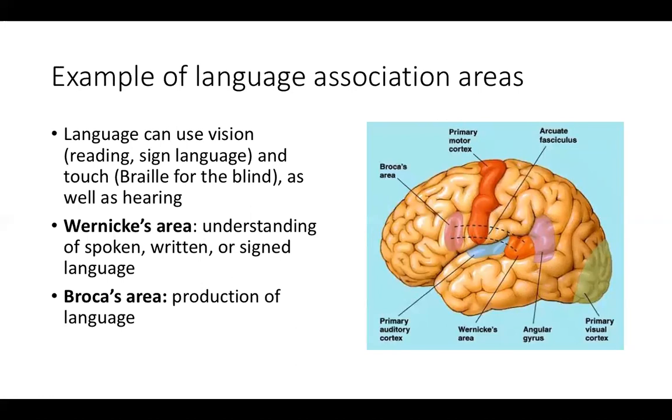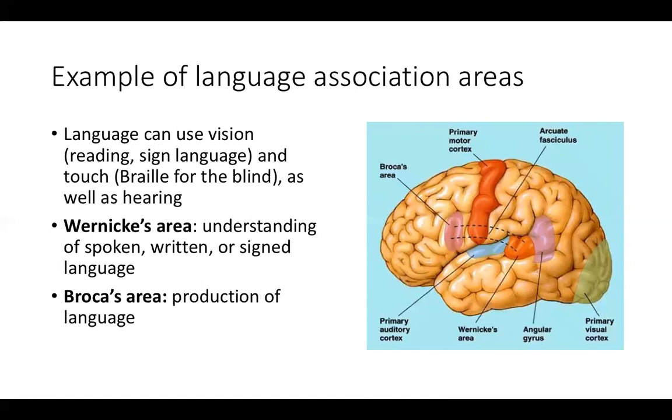So Wernicke's area is understanding spoken, written, and sign language. This is an association area that's close to other regions such as the auditory cortex, which bring input from the actual sounds that we're hearing to then further process it into actual language to be able to understand it.